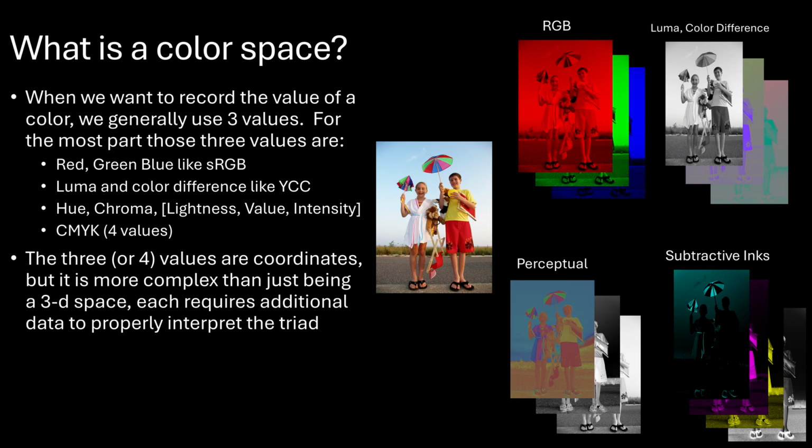So what is a color space? A color space is really three values used to record a color, and those three values can be in RGB. They can be a luma color difference space. It can be in perceptual, like hue, chroma, saturation, or hue, chroma, and lightness. It can be in a subtractive space, like cyan, magenta, yellow, and black. So there's many ways to describe a color space. It's just 3 channels. So let's start with the most familiar color space of all, sRGB.